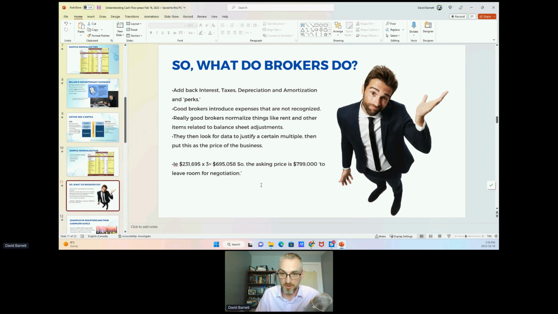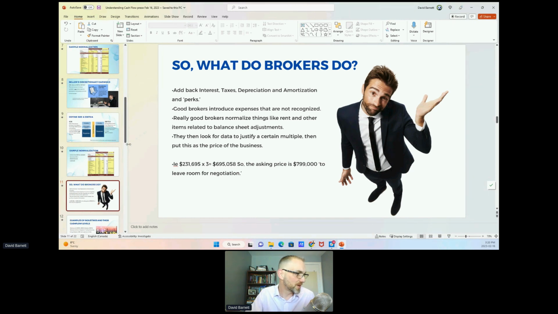So if you remove the real estate from the business, you have to add back a rent figure, and then the broker will go and look for data to justify a certain multiple, and then they'll multiply the SDE by the multiple and come up with the price of the business. So I have an example here: $231,000 times 3 is 695. And so at 695, what do you do? You round up to a cool 799 to leave room for negotiation, right? So who's experienced this kind of thing before? Probably many of you have, as buyers, right?